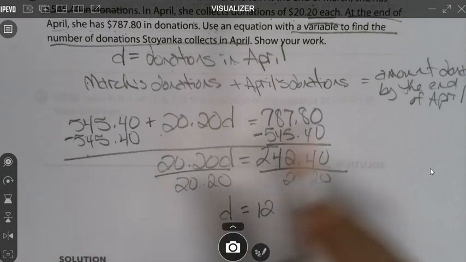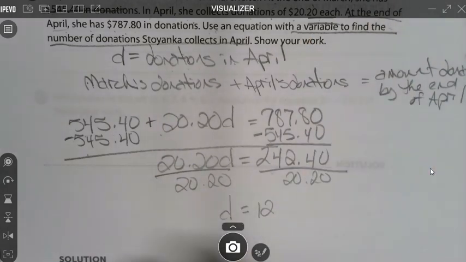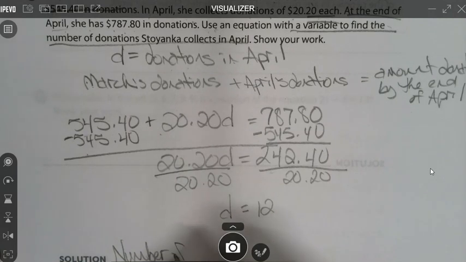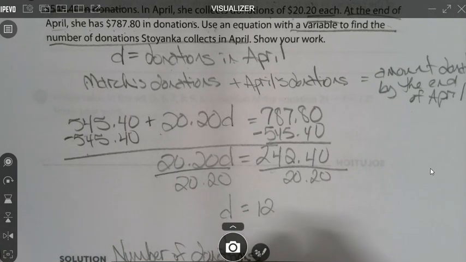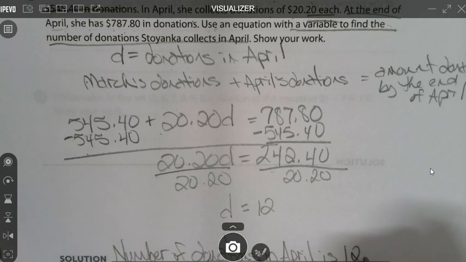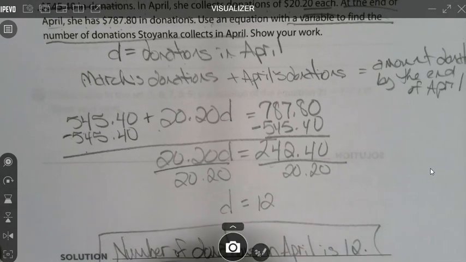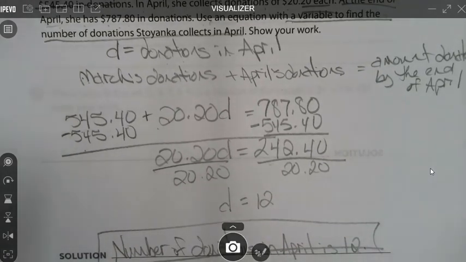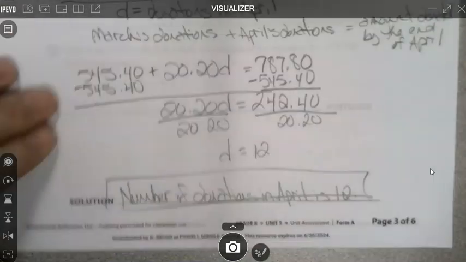So the number of donations in April is 12. Draw a line over that. Don't do that. All right, number 9.